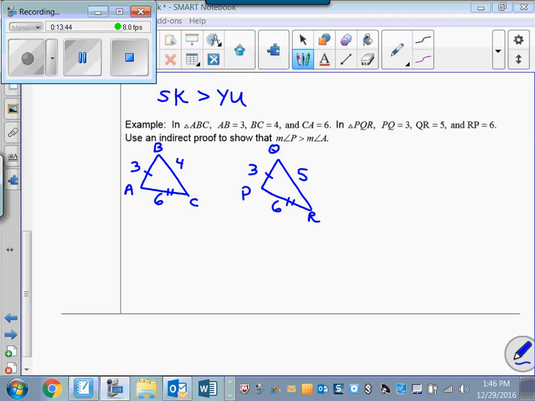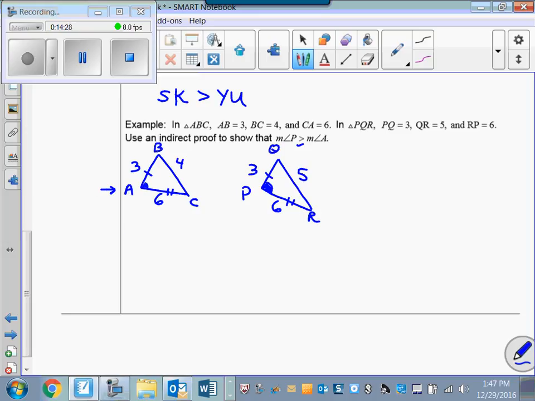Here's what our triangles look like. Triangle ABC is right here. Triangle PQR is on the right. And I've got two sets of congruent sides, and then I've got a third side that's longer. So really what I'm trying to do here is write an indirect proof of the Hinge theorem. Because of the Hinge theorem, I know that angle P, since it's across from the longer side, is going to be larger, right? The measure of angle P is going to be larger than the measure of angle A. And that's what I'm trying to prove there.